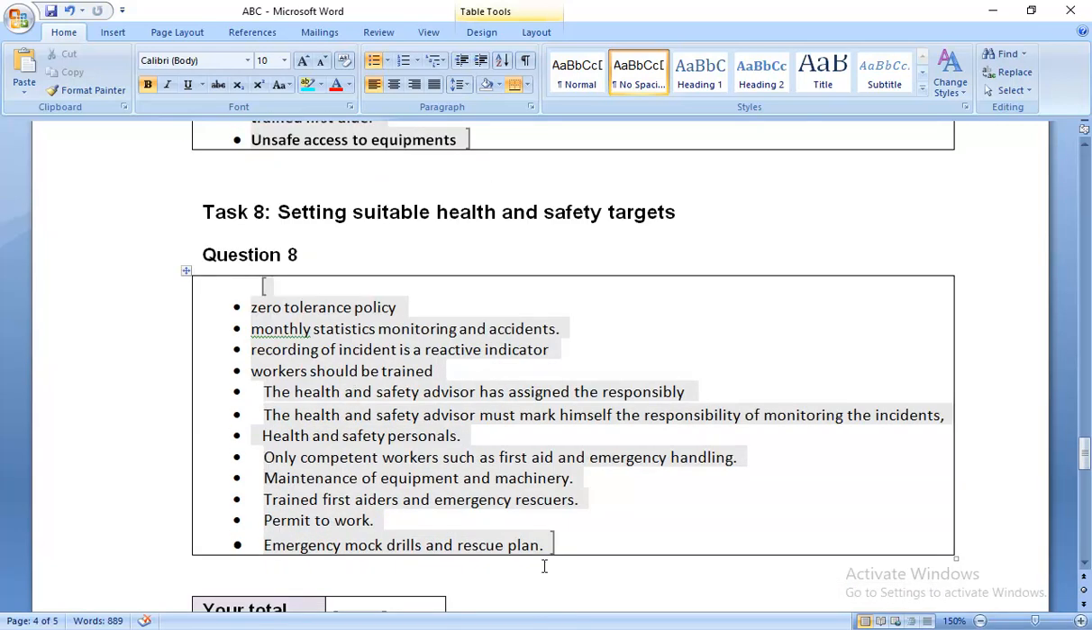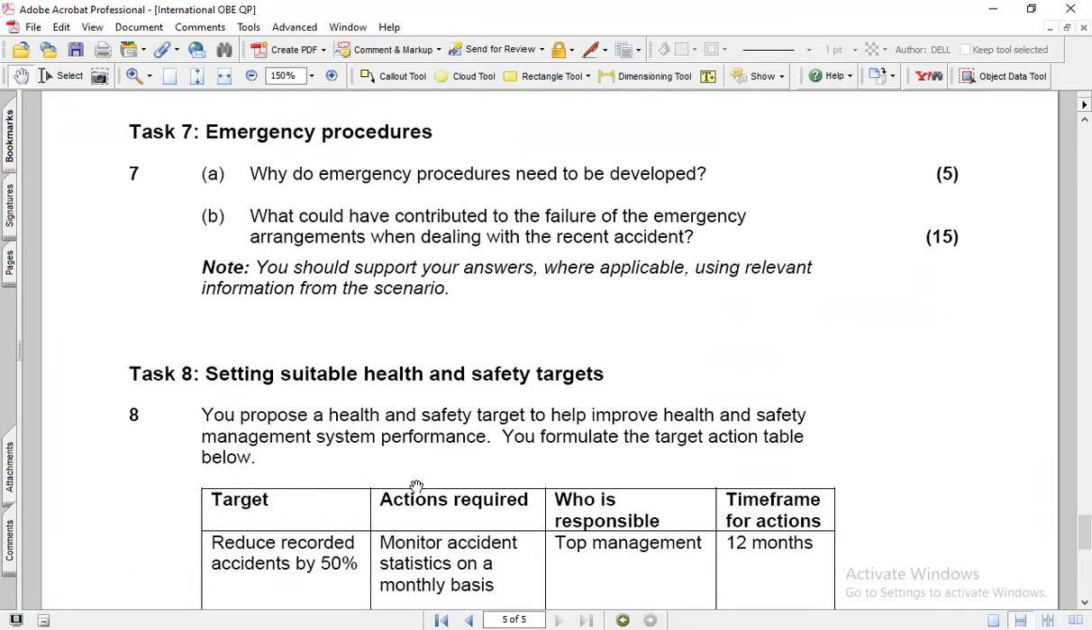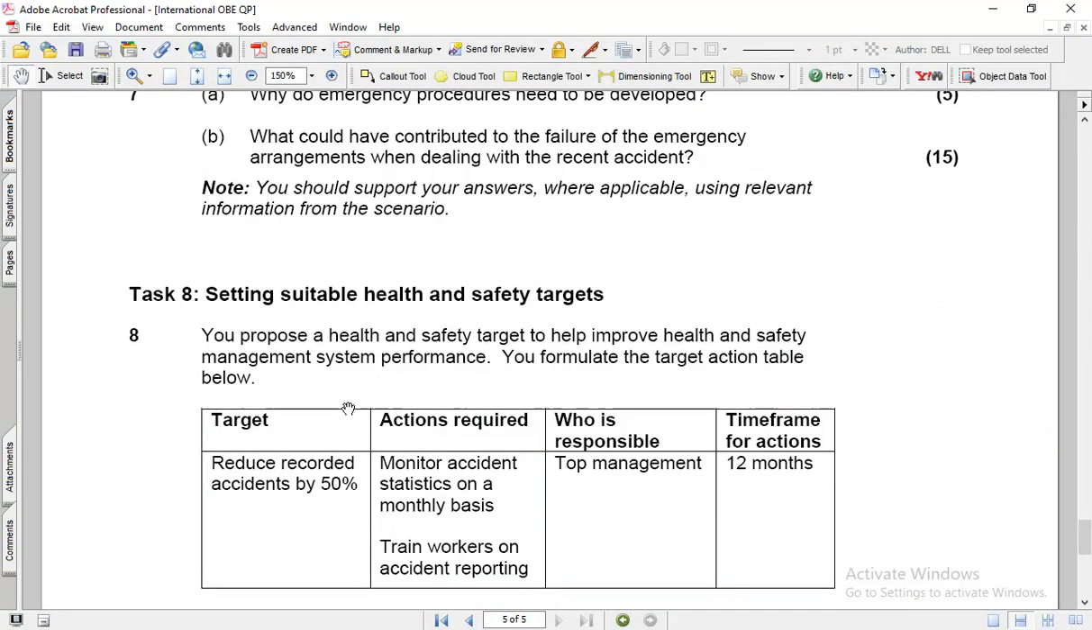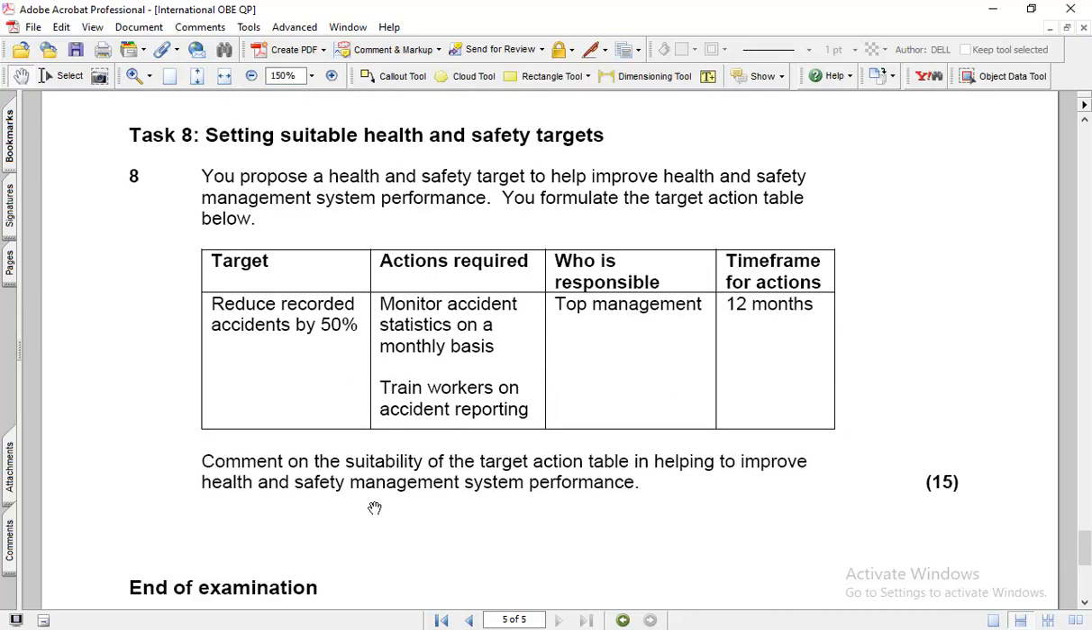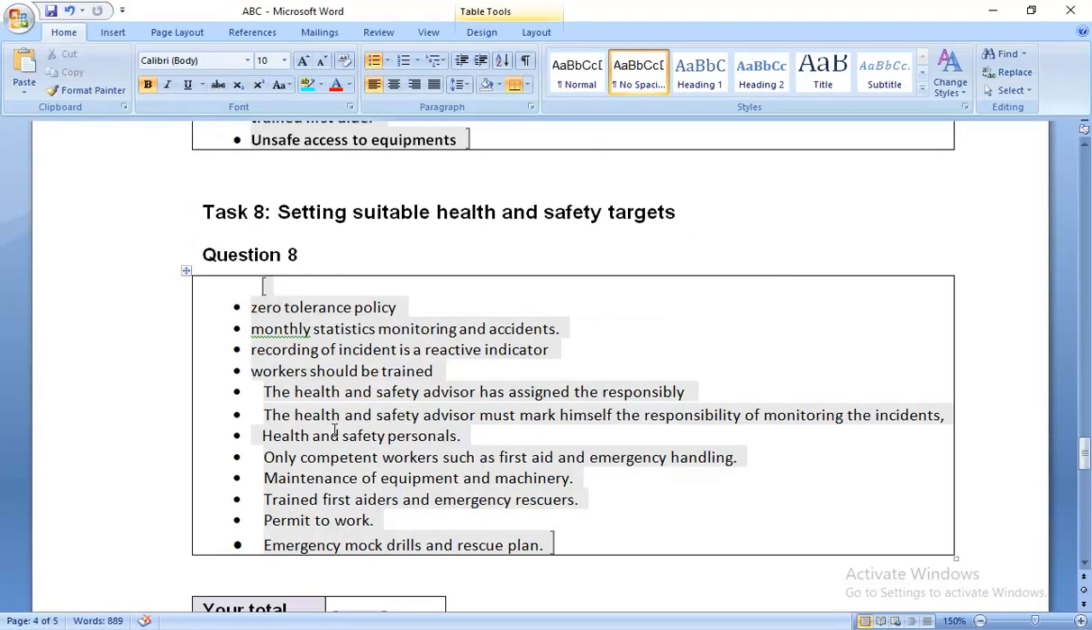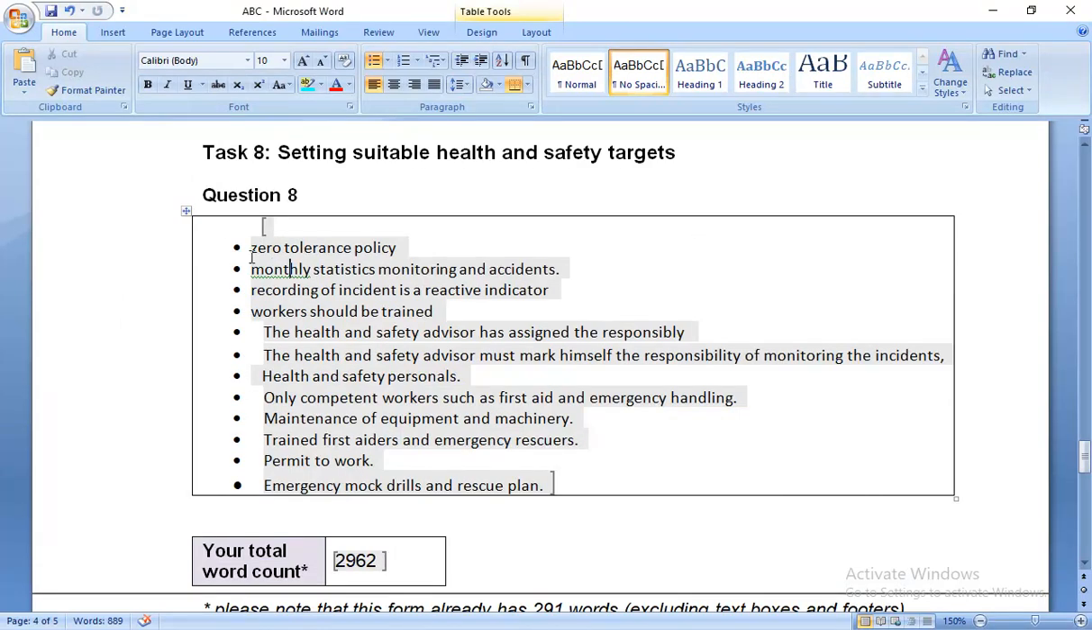Now we will move towards task 8. Setting suitable health and safety targets. You propose a health and safety target to help improve health and safety management system performance. Now comment on the suitability of the target action table in helping to improve health and safety management system performance. When setting out health and safety targets, we should make a zero tolerance policy, monthly statistics, monitoring of accidents, recording of incidents. Workers should be trained. The health and safety advisor has been assigned.